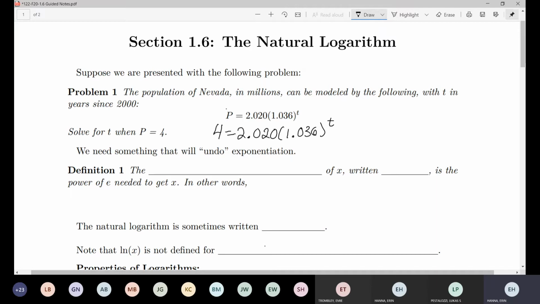So, definition. The natural logarithm, which is also written ln of x, that's an L, not a 1, is the power of e needed to get x. And I should probably have my notes out. That would be smart.